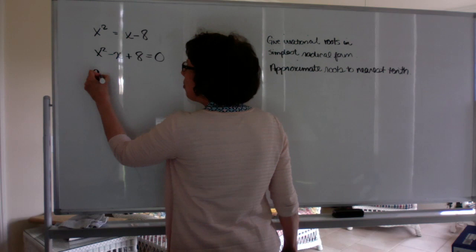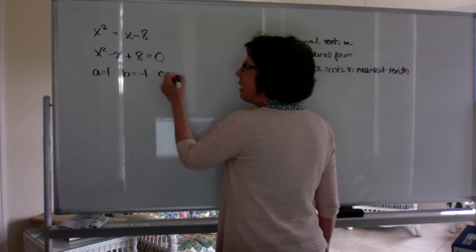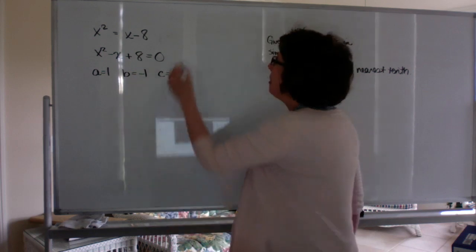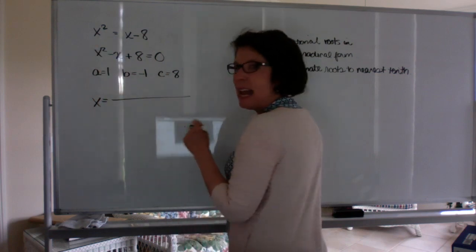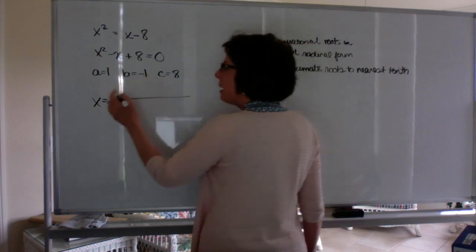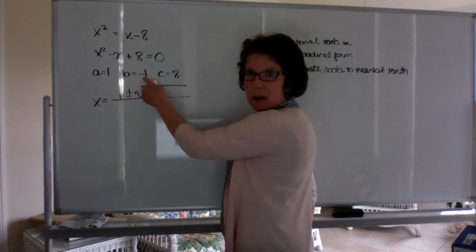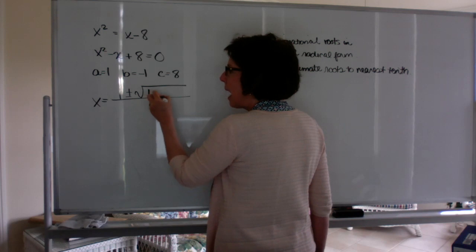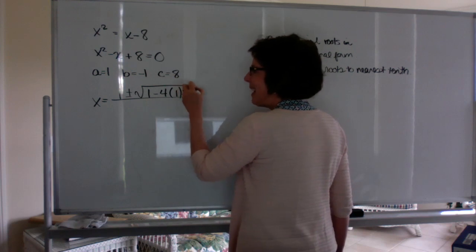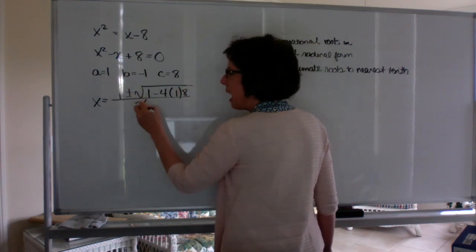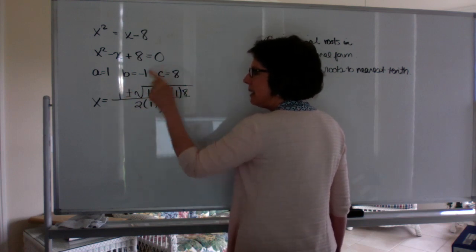Okay, all right, a equals 1, b equals -1, c equals 8. All righty, let's go ahead and solve. x is our variable again, so x equals -b, which is the opposite of -1. It's 1 plus or minus the square root of b squared, which is +1, minus 4 times a times c, all over 2 times a. That's -b plus or minus the square root of b squared minus 4ac, over 2a.